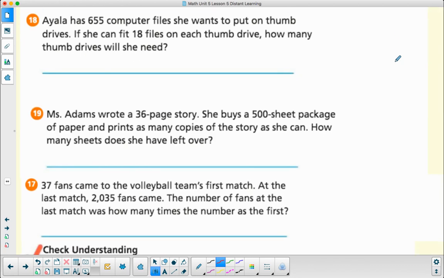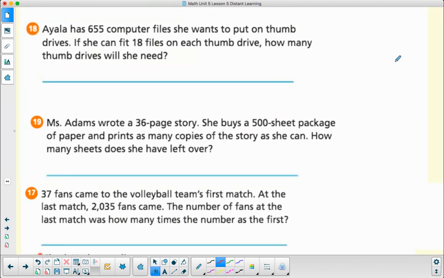18 through 17. Ayala has 655 computer files she wants to put on thumb drives. If she can fit 18 files on each thumb drive, how many thumb drives will she need? 19, Miss Adams wrote a 36-page story. She buys a 500-sheet package of paper and prints as many copies of the story as she can. How many sheets does she have left over? So after she prints as many copies of the story as she can, how many sheets does she have left over?